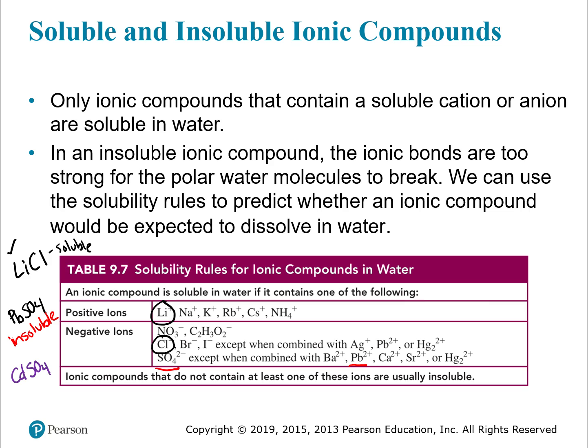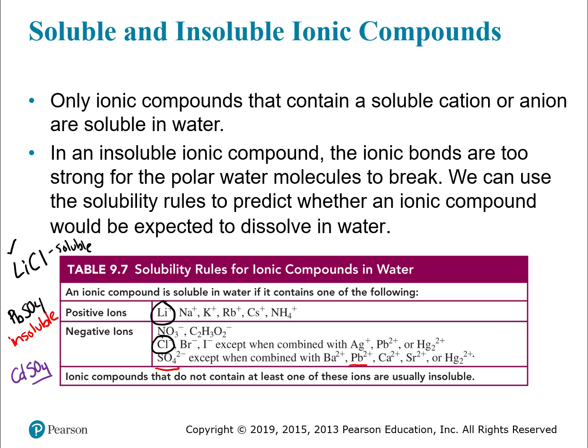Let's do cadmium sulfate. Cadmium, we don't see in the list of positive ions, so we're still not sure whether this is going to be soluble or not. For the negative ions, well, we've got sulfate. And sulfates are usually soluble except for these exceptions here.